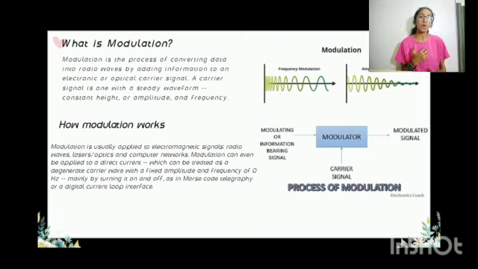Now, let me explain how modulation works. Modulation is usually applied to electromagnetic signals, radio waves, lasers, optical signals and computer networks. Modulation can even be applied to a direct current, which can be treated as a degenerate carrier wave with a fixed amplitude and a frequency of 0 Hz, mainly by turning it on and off, as in Morse code and telegraphy or a digital current loop.